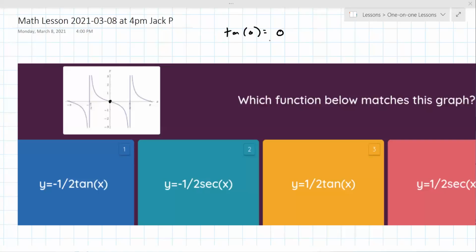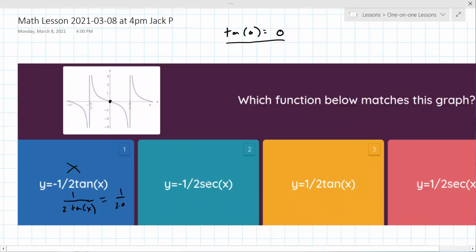Tangent of 0 is 0. Okay, so this first one would be 1 over, and this is written poorly, but I guess it's almost like the tangents on the bottom. I think this is meant to be like this. Then that would be 1 over 2 times 0, and dividing by 0 is not possible. So that's why I think that one's out.